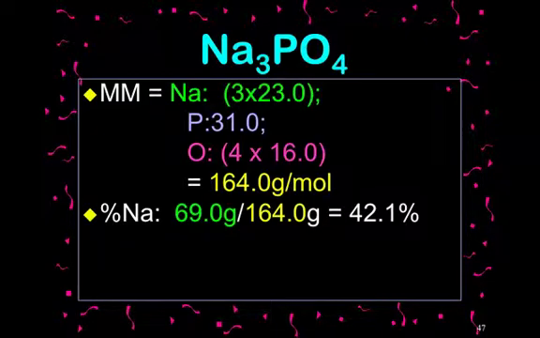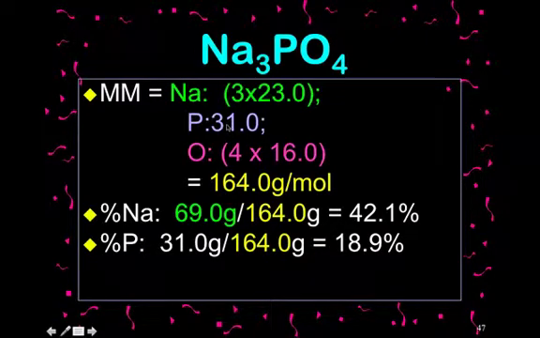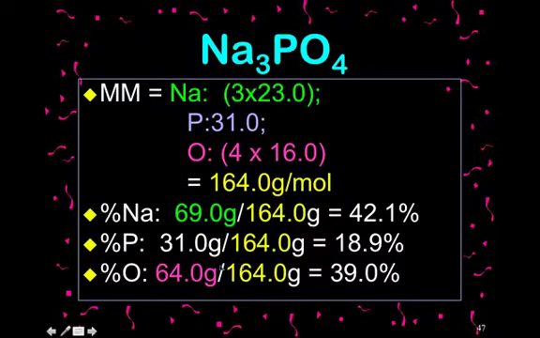The sodium is 69.0 divided by 164.0. That's this 3 times 23 right here, which gave me this 69. The phosphorus is 31 over the 164 times 100. Remember, don't forget these are all being multiplied by 100, but I left it off the screen because there wasn't room. 18.9% phosphorus, and the oxygen is 64.0 over 164.0 times 100. That's 39% oxygen.